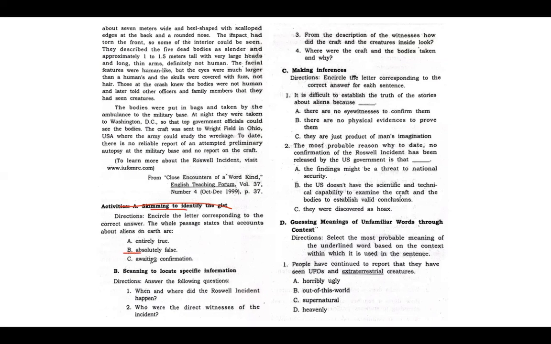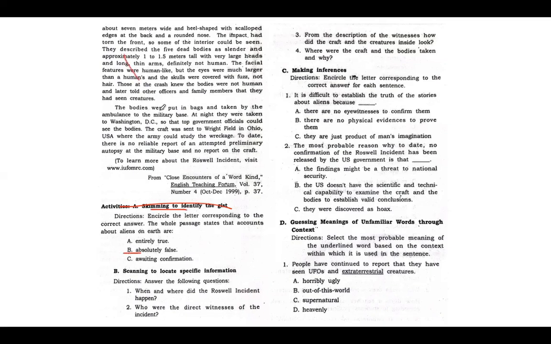And then for the second, they have to do scanning to locate specific information. When and where did the Roswell incident happen? So they have to look exactly somewhere in the paragraph or in the passage for when and where the Roswell incident happened. Same with the remaining set of questions that we have here below. So that is for scanning to locate specific information.